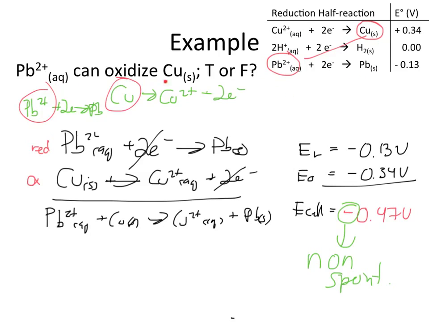So the question again is saying true or false: Pb2+ can oxidize Cu. Because we got an overall non-spontaneous reaction, we are going to say that this is false. Pb2+ cannot oxidize Cu metal.